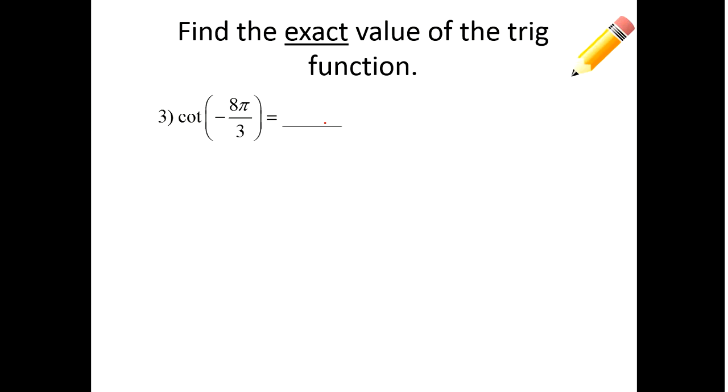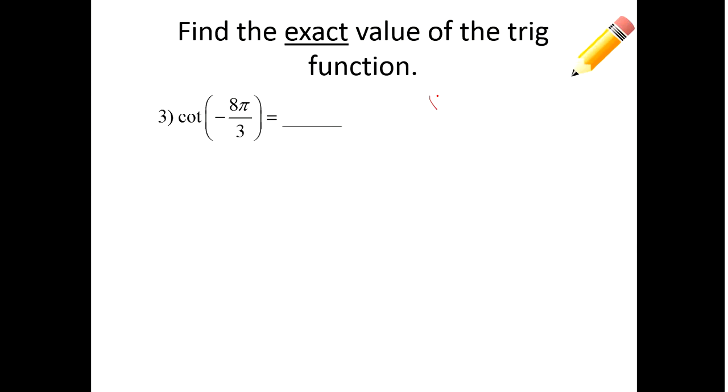What about the cotangent of -8 pi over 3? Well, very first thing, I don't know what 8 pi over 3 is. So let's double check our unit circle chart where we wrote in all of our degrees or all of our radians. 8 pi over 3 is not on our chart. So looks like we're going to have to do some conversion.